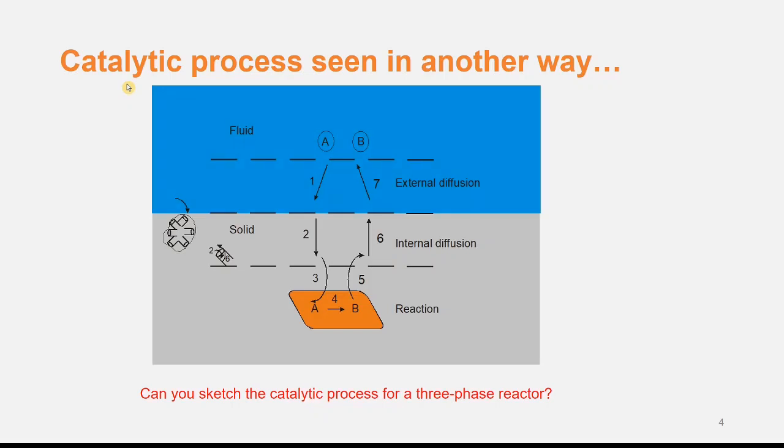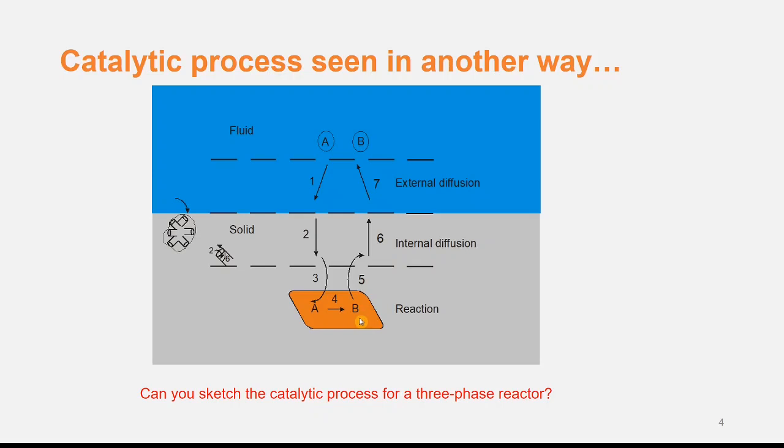This is the same catalytic process seen in another way, where you can see the fluid-solid film, which is useful for modeling mass transfer effects later, because we can just assume that diffusion takes place in the film only. The properties are uniform throughout the bulk fluid. Here, the blue region is the fluid phase, the gray region is the solid phase, and the orange rectangle represents the surface of the catalyst or an active site.